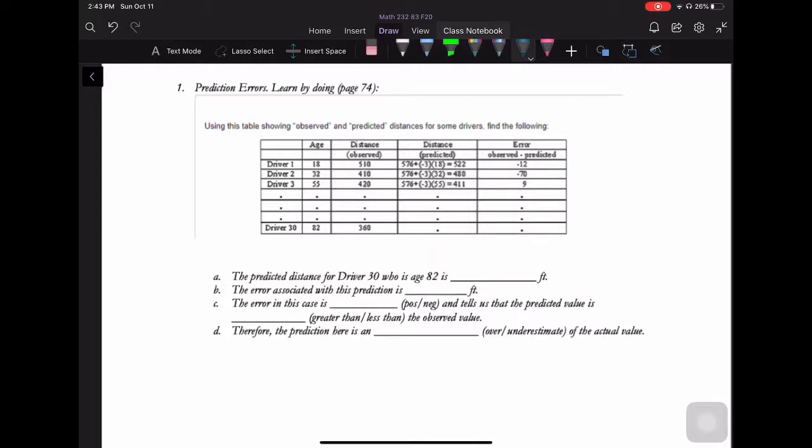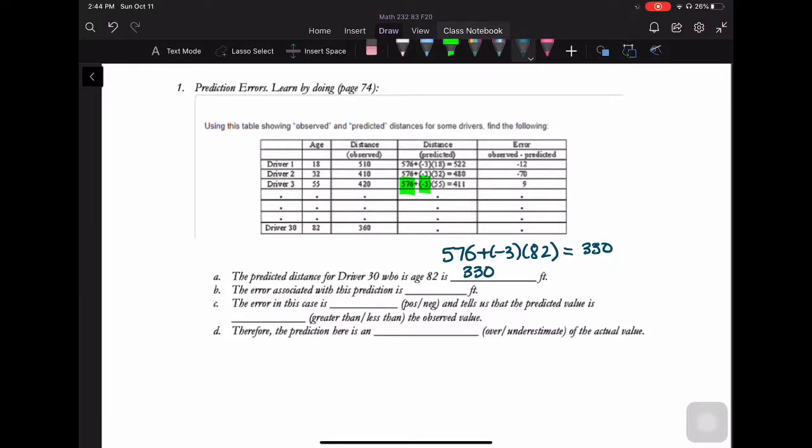to show observed and predicted distances for some drivers, and we're going to find the following information. The predicted distance for driver 30, who is age 82. In order to do that, we need to use the regression equation, which is modeled by the information here, where we have 576 and -3. So 576 is our y-intercept and -3 is our slope. So for a person who's 82 years of age, we're going to take 576 plus -3 times 82, and that's going to give us 330 feet. So that is the predicted distance of this driver.